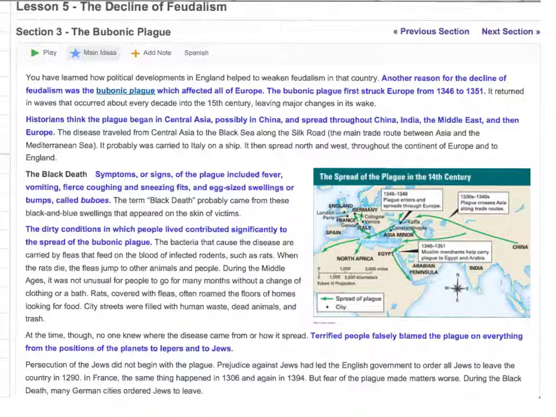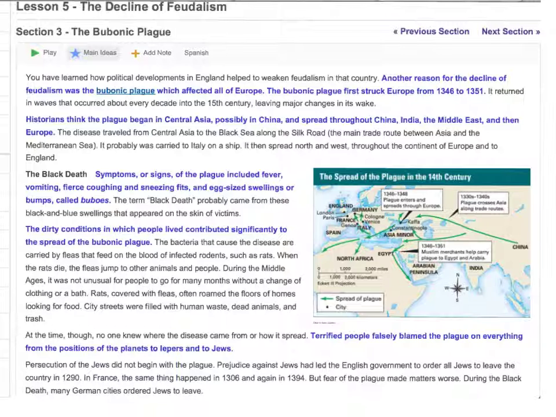Historians think that it started in Asia, over here in Central Asia and China, and spread through India and the Middle East, and then through Europe. It traveled along the Silk Road, which was a main trade route of the time. It was also carried by ship to Italy and spread from there. So we know that it went all around England, and came from the Far East.